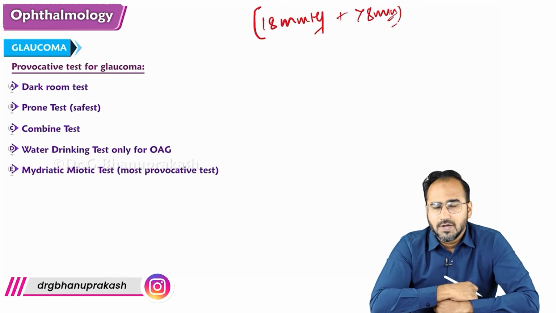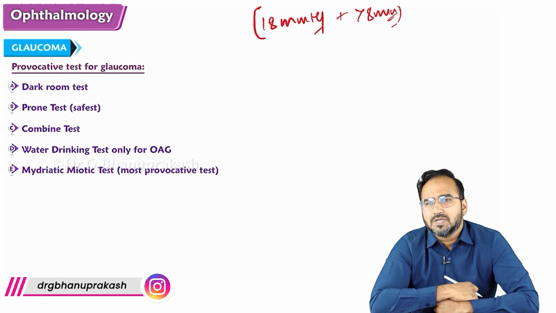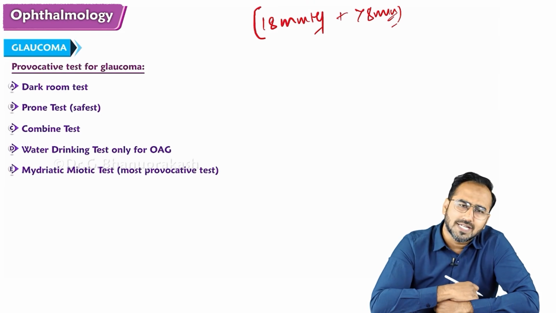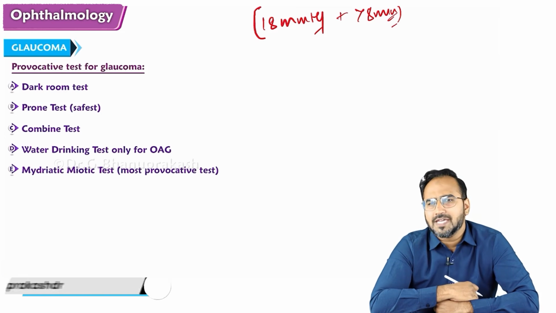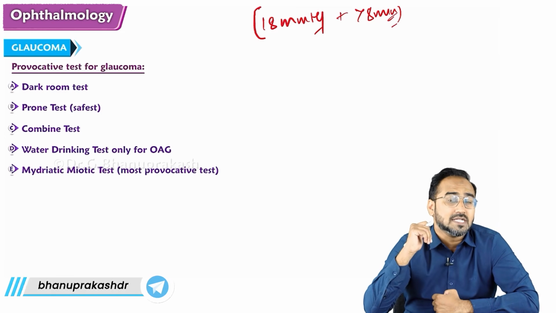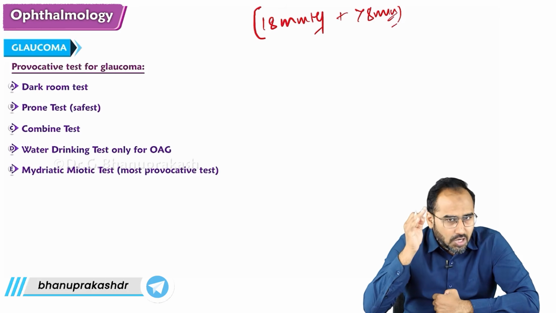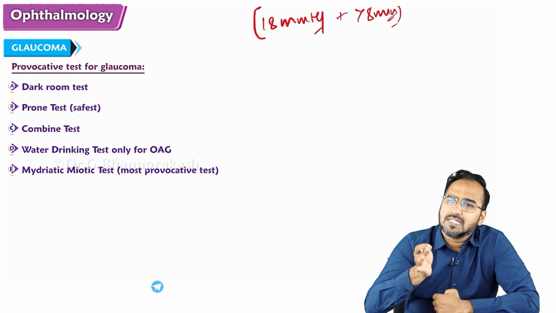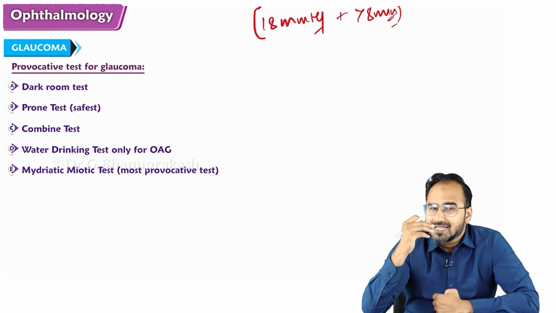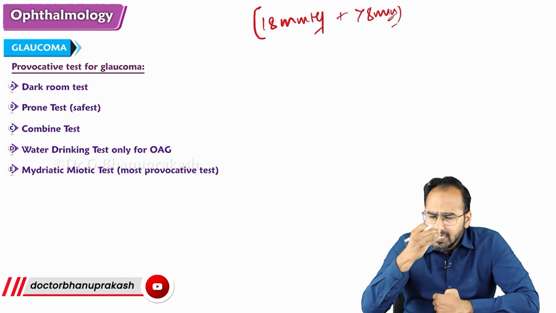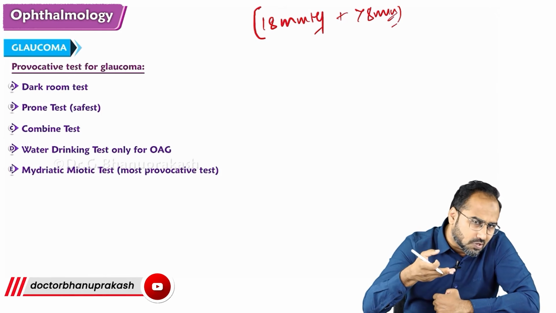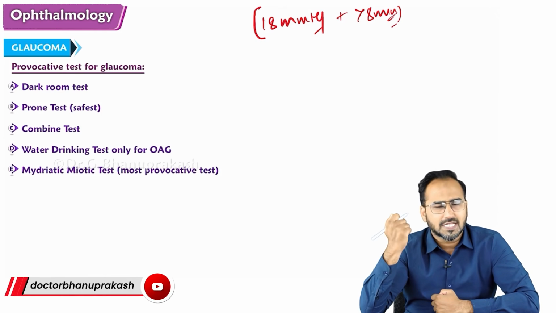Water drinking test. Water drinking test meaning what? You give the patient 1 liter of water. You tell the patient to drink 1 liter of water in 15 to 20 minutes, and then after 1 hour, you check his intraocular pressure. As you give water to the patient, the intraocular pressure increases. Remember guys, in a normal person, the increase should be around 4 mm. If it is more than 8 mm of Hg, then it is suggestive of glaucoma. So these are the tests which are commonly used. Of these provocative tests, the most commonly used for open angle glaucoma is the water drinking test.